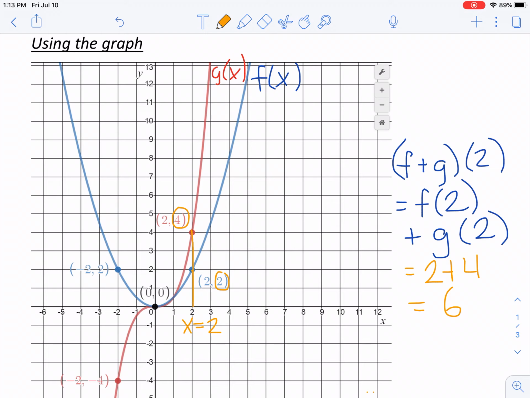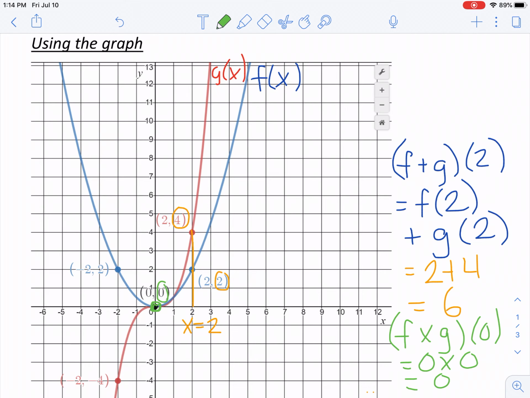We can multiply. So if we want to do f times g at 0, both of these graphs cross through 0, 0. So we simply are going to do 0 times 0, which is 0. So just multiply the y coordinates.